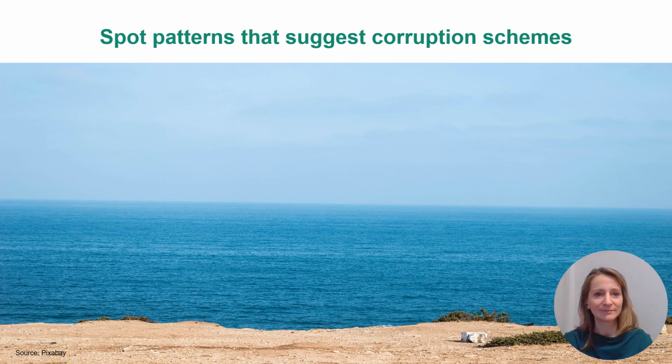Remember, spot patterns that suggest corruption schemes. Examples include subcontractors doing work that the main contractor was supposed to perform, or phantom subcontractors listed but not active, or supervision reports that omit key details. These are warning signs worth investigating.